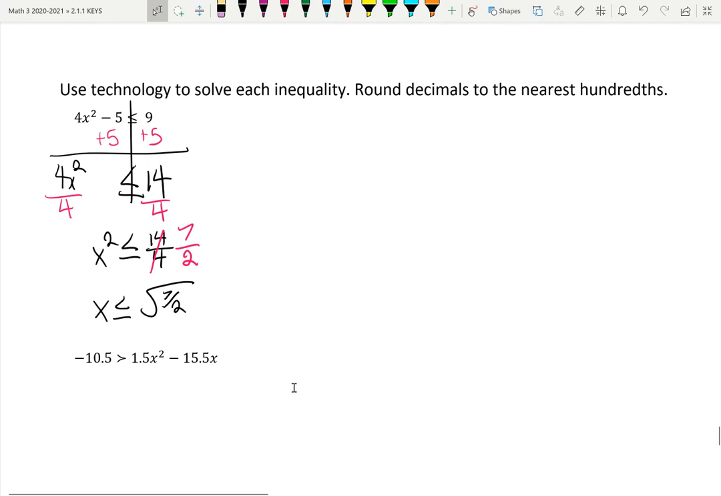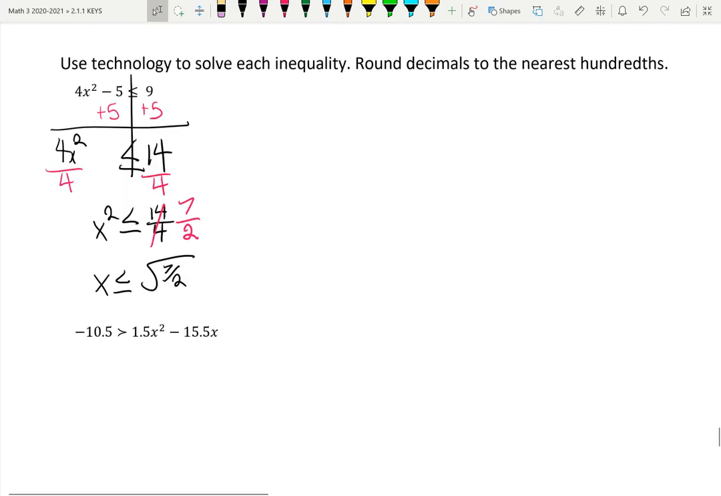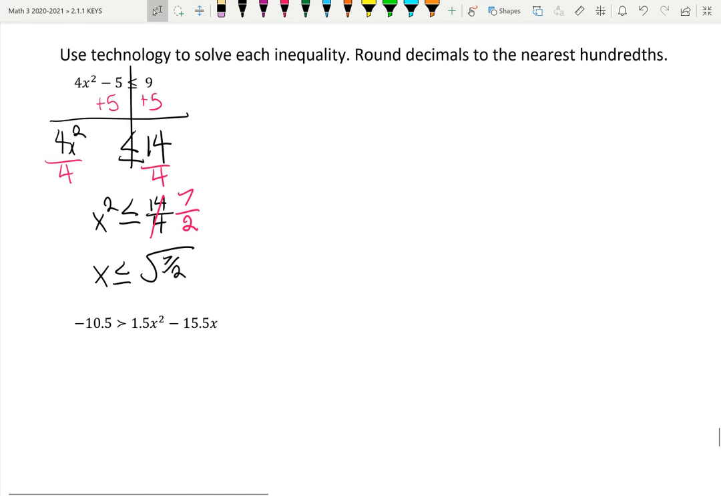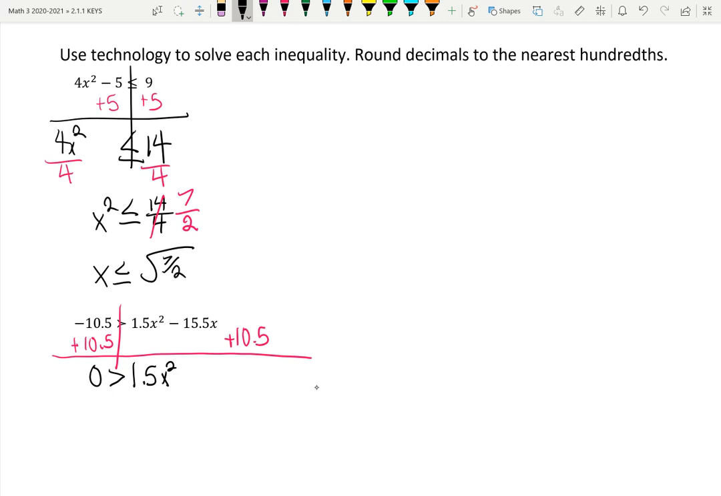Now, this next guy, it's a little more complicated. Let me go ahead and get all of my terms on one side. So I'm going to add 10.5 to both sides. And 10.5 does not have any common terms on the right side of the inequality. So it's going to produce 0 is greater than 1.5x squared minus 15.5x plus 10.5.